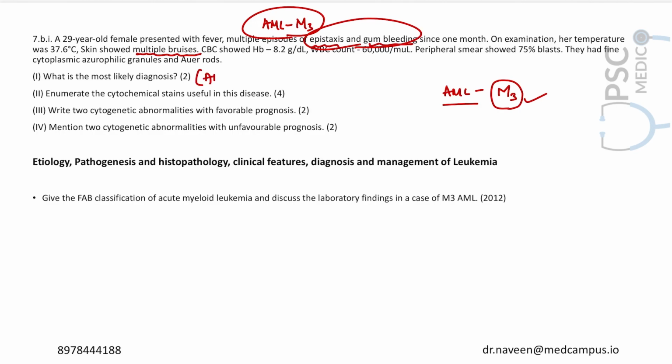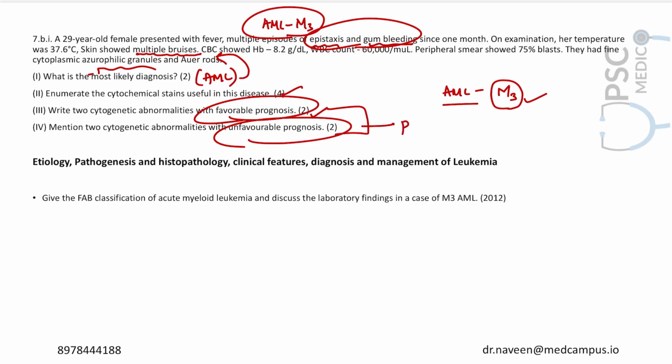Even if you don't know it's an M3 variety, just by mentioning AML, it's okay, because Auer rods are seen in AML, azurophilic granules and Auer rods. The diagnosis is simple. Staining, yes, cytochemical, and unfavorable and favorable prognosis. It's a very important PG question also. Prognostic factors are there in the notes itself. Just go through and have a look at it. And diagnosis we did discuss in detail, AML.